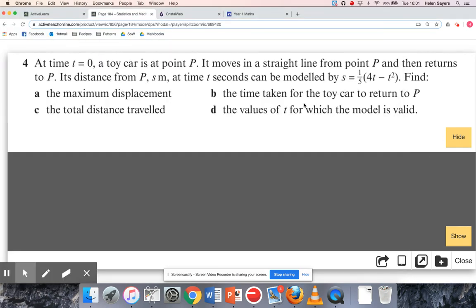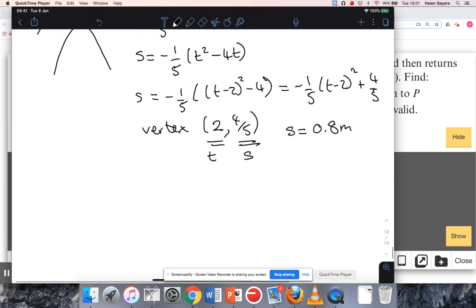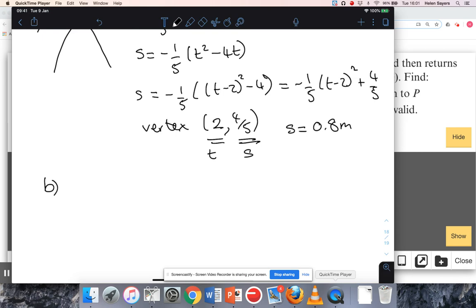Okay, part B, the time taken for the toy car to return to P. Okay, so that's going to be when the displacement is 0 again. So in fact, if we just sketch this quadratic out accurately, I just did the general shape of it for A, but let's actually sketch it properly. So S is 1/5, and then let's take t out as a common factor as well. So 1/5 of t times (4 minus t). So that tells me I've got roots at t is 0 and t is 4.